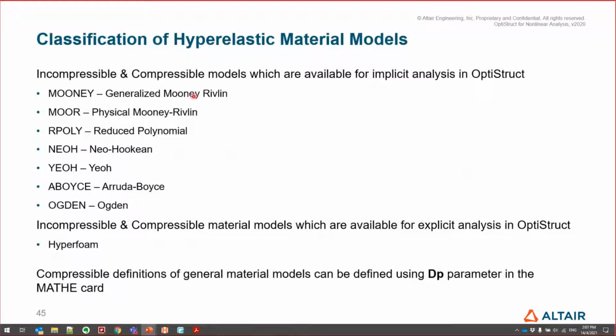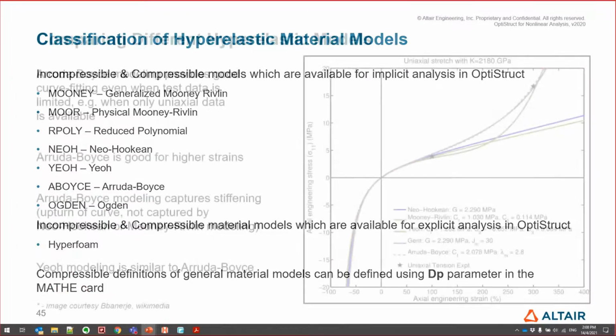These are some of the models that we have in OptiStruct implicit. And for explicit, of course, we have foam. Foam is not available in implicit; it's only available for the explicit case. And we're using the MAT-HE card here.